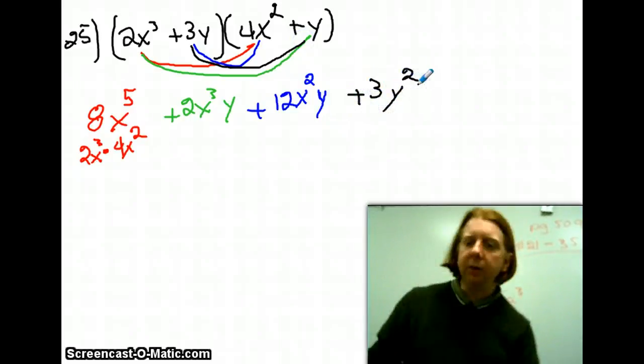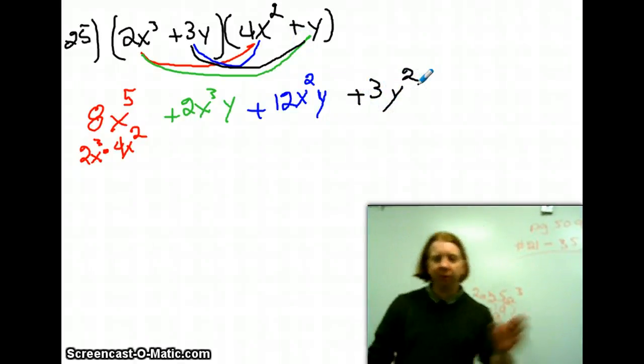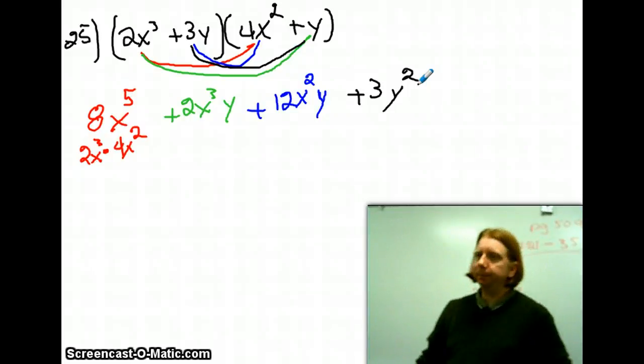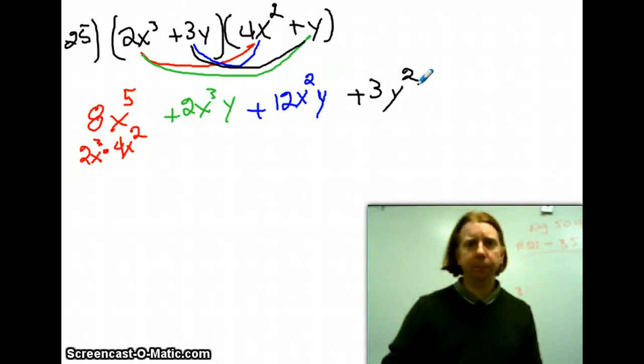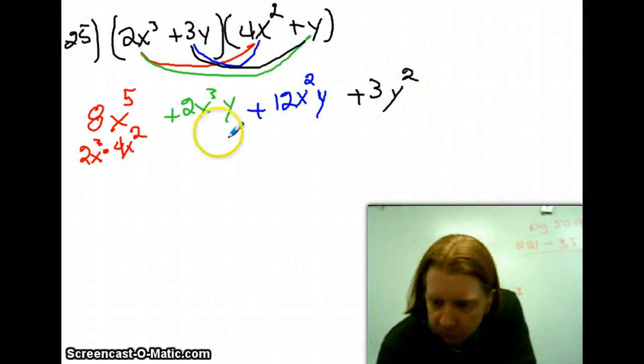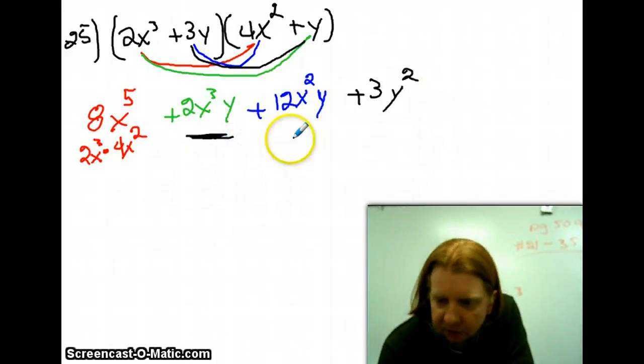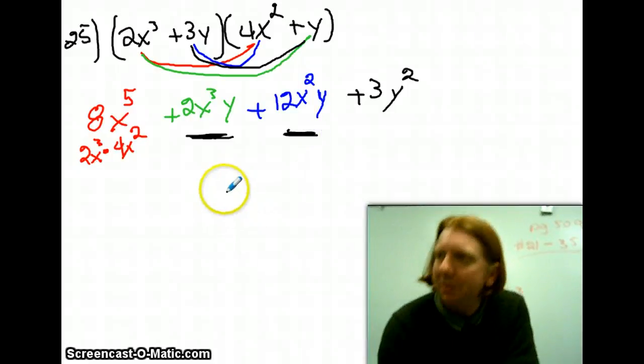So really the hardest part of this was that first step, getting that guy out of the way and cleaning that mess up. Yeah, and there's nothing I can combine here because this term is x to the 3rd, and this is x squared, and I can't combine those.